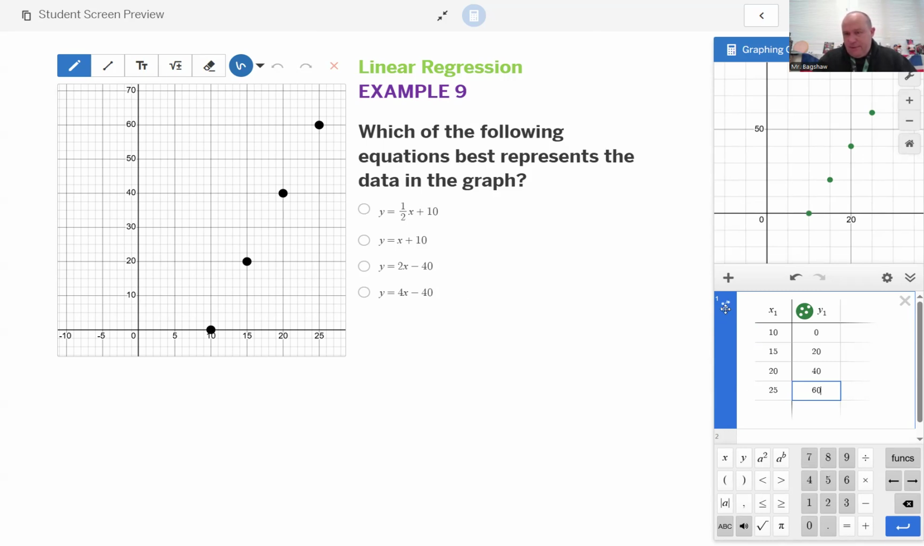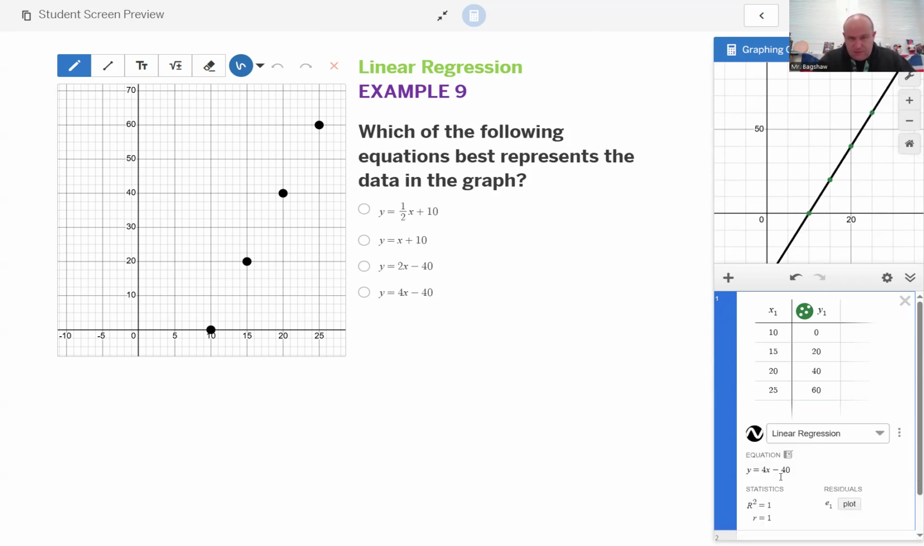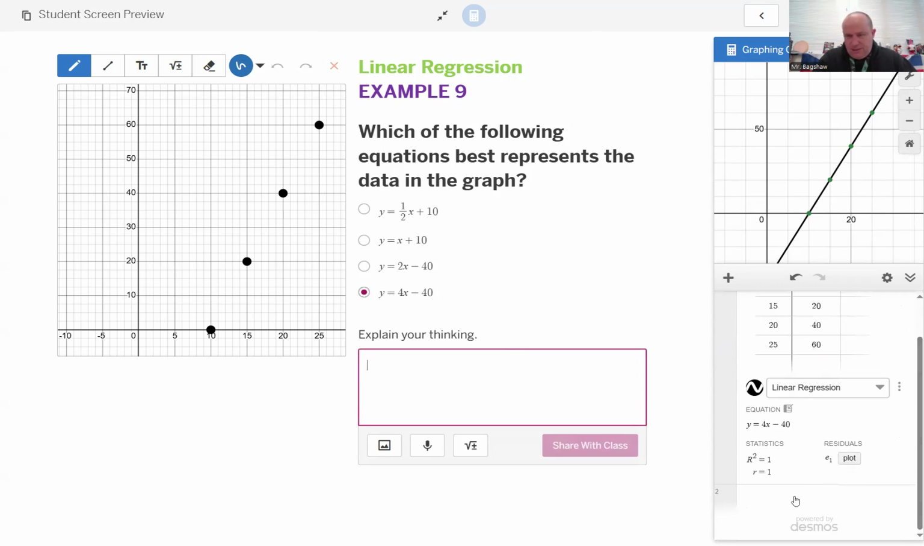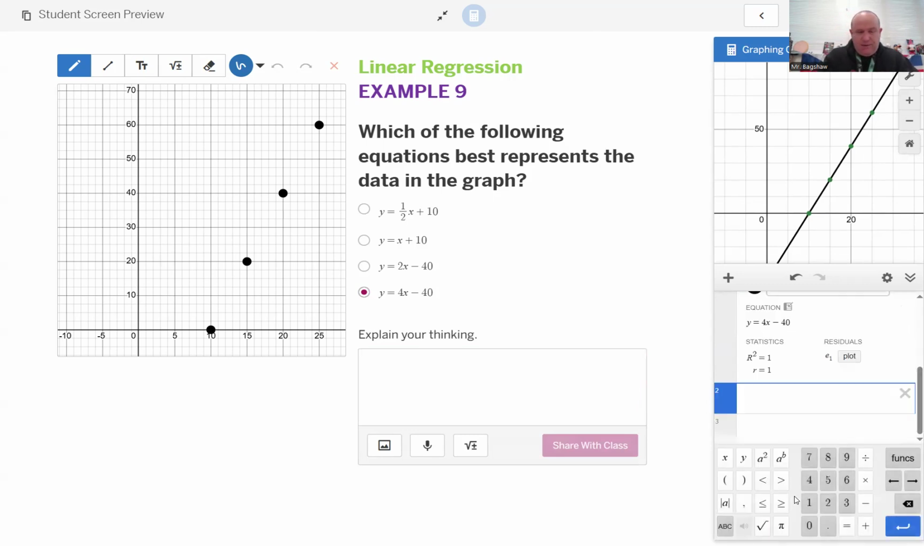Then we can click on the add regression, and the equation for this one is 4x minus 40. And you can indeed see that that goes there as well. We don't need to explain our thinking for this one. That will be perfectly okay. And we can also, if we're not sure how to do this, if I took off the linear regression, you could actually just type in each answer and just check if it looks close.